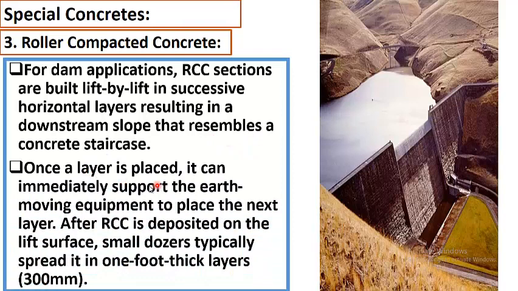Once a layer is placed, it can immediately support the earth moving equipment to place the next layer. After roller compacted concrete is deposited on its lift surface, small dozers typically spread it in 1 foot thick layers, that is, a maximum 300 millimeter layer of concrete can be placed, and then it is compacted.